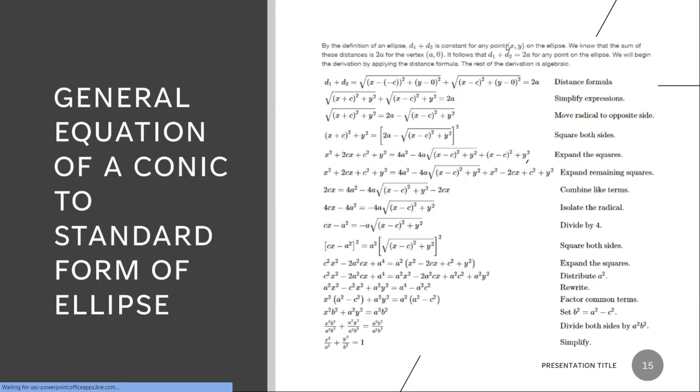If we were to expand the squares and distribute, we will be able to rewrite it in such a way that we can factor common terms. When we do that, we can set b squared equal to a squared minus c squared. And if we were to divide by a squared times b squared on both sides, we would end up getting that standard form equation that is typically taught within geometry and algebra courses.